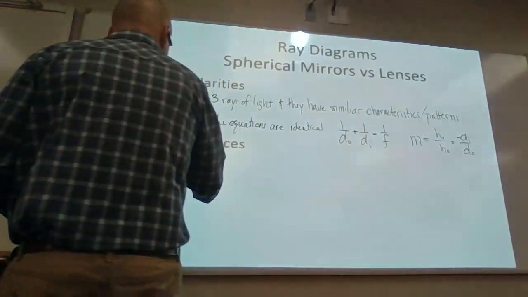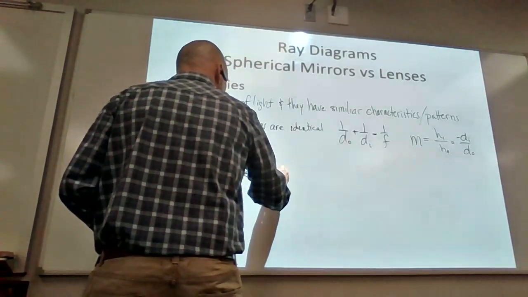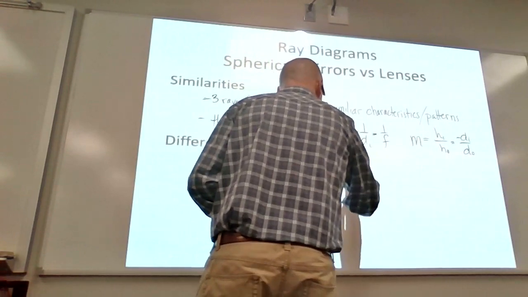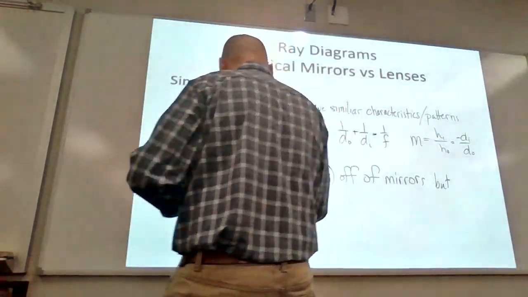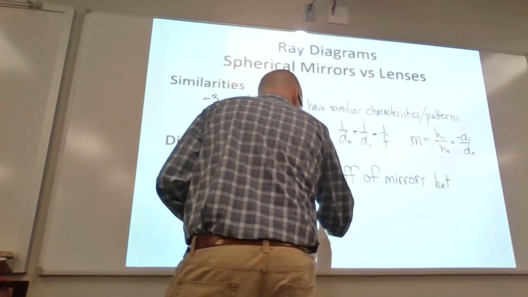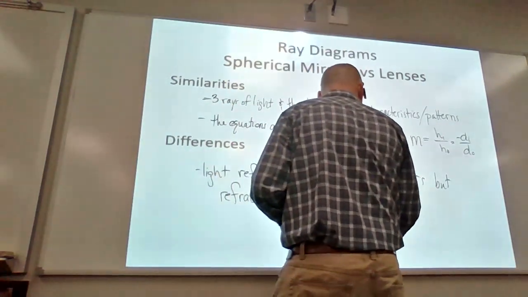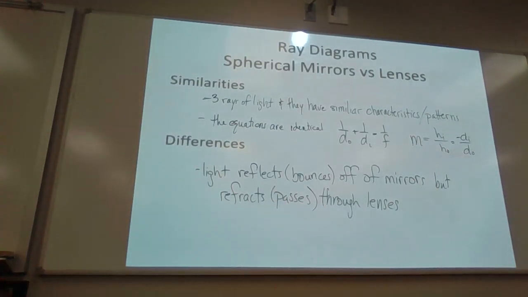Differences. Light reflects, bounces off of mirrors, but refracts or passes through lenses. Okay.